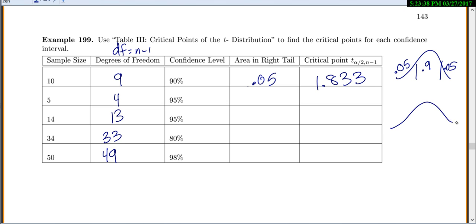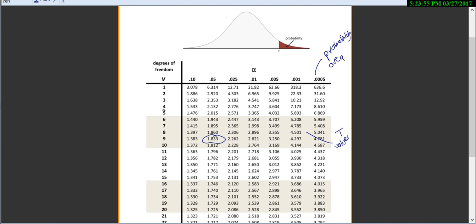Okay, my next one wants a 95% confidence interval. So if I have 95% in the middle, I'll do 1 minus that and divide by 2. So I get 0.025 is the area in each tail. So we'll have 4 degrees of freedom and 0.025 in the right tail. So 4 degrees, 0.025, looks like we're at 2.776.